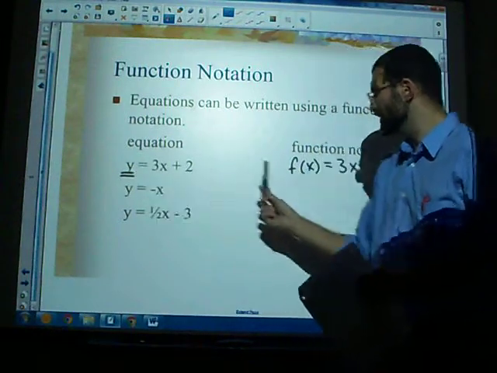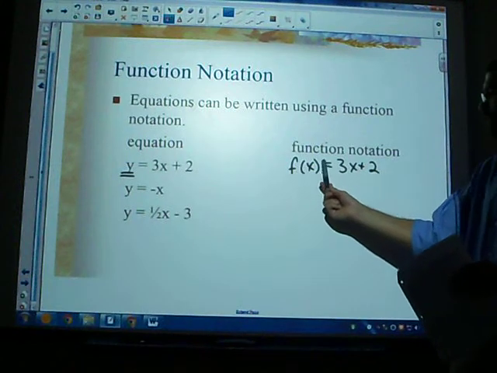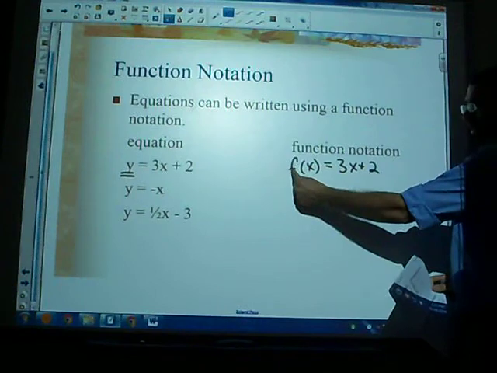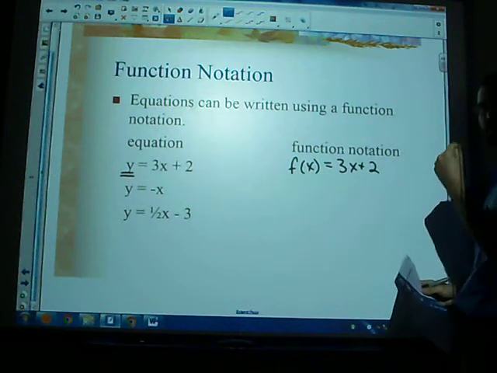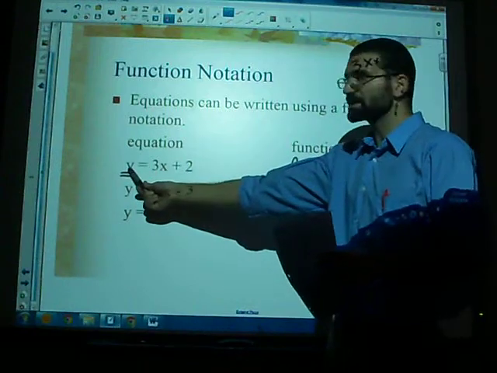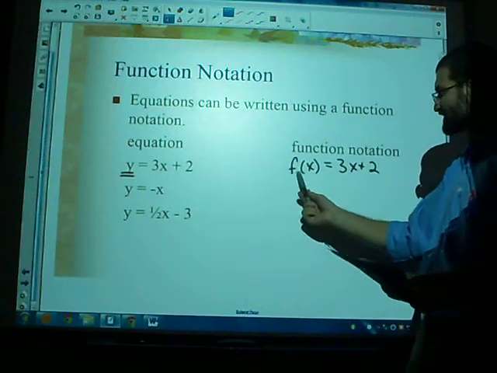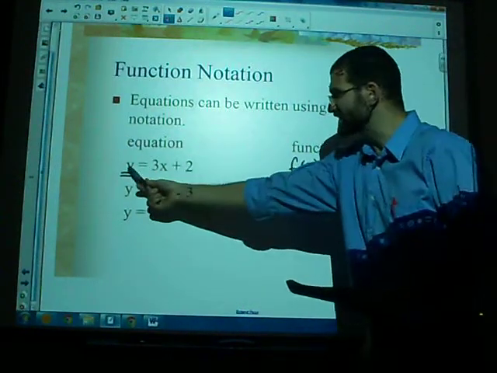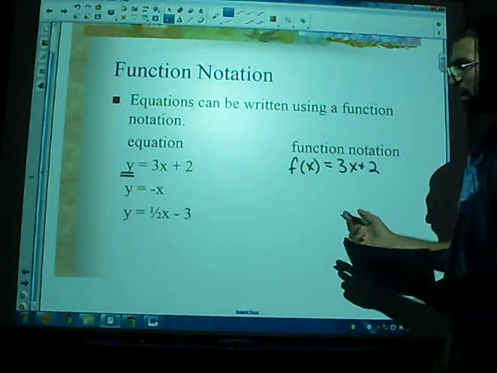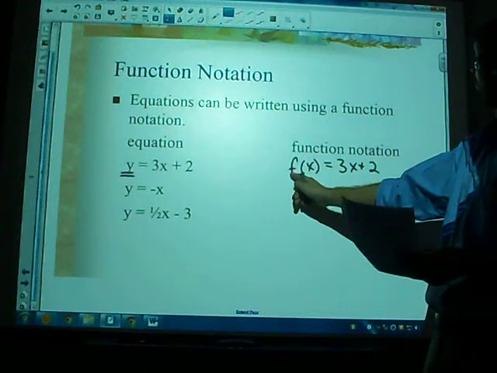Now keep in mind that this is not f times the whole thing. f of x is the notation. It says function in terms of x. Basically we replaced our y with this notation right here. But they are the same thing. y and f of x are exactly the same. You don't always have to use the letter f.